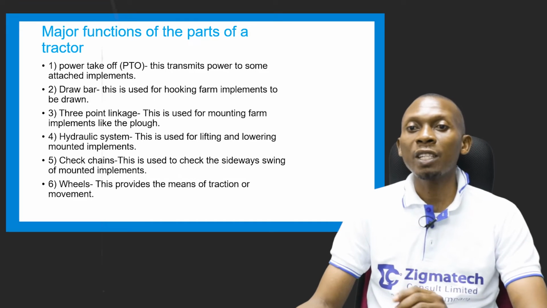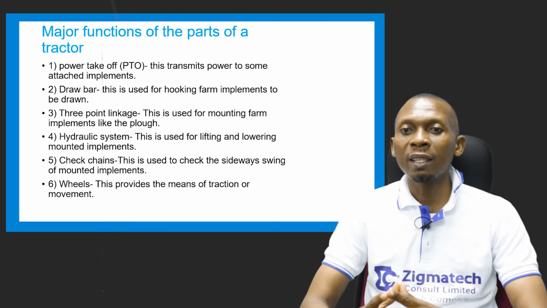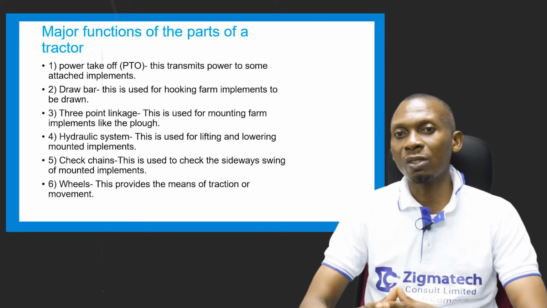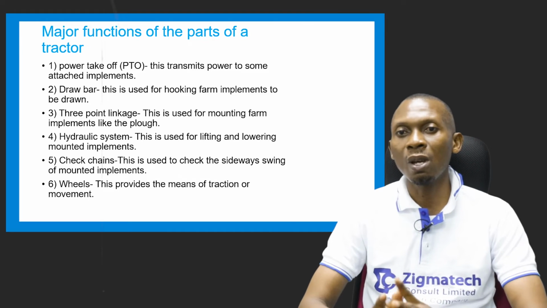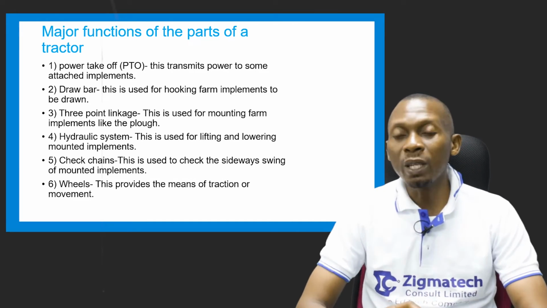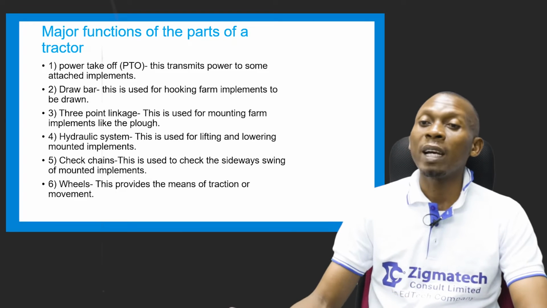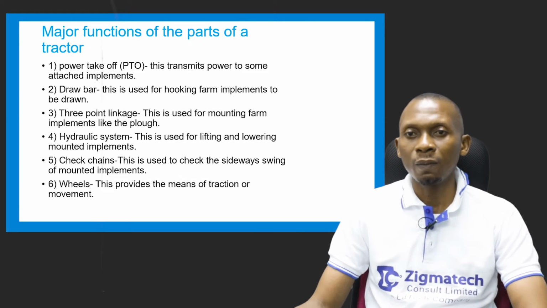Then we have the check chains. What's the purpose of the check chains? It helps to put in check these implements that have been mounted or attached to the tractor to prevent the sideways swing of such implements while in motion. Then we have the wheels. The wheels help to provide means of traction, which has to do with the movement of our tractors.